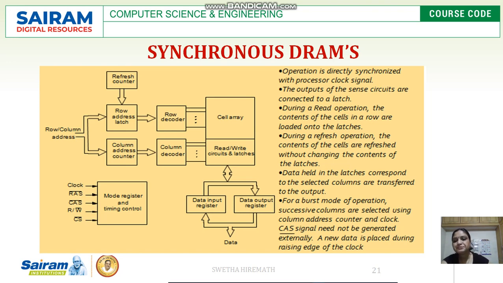Here you can see the row column address, that is whatever address is sent over the bus from the processor to the memory. It has to be divided into two parts: one is the row address latch and the other is the column address counter. Both of these are then given to the row decoder and column decoder.